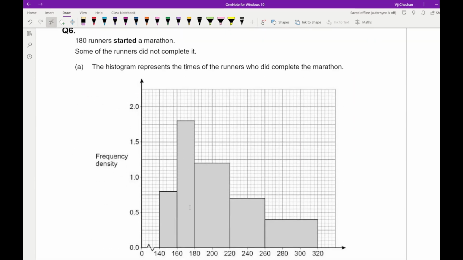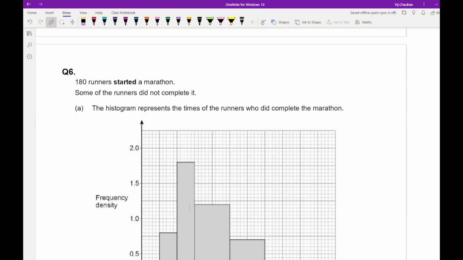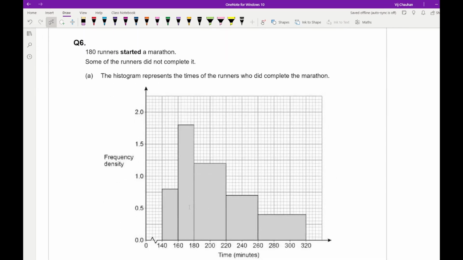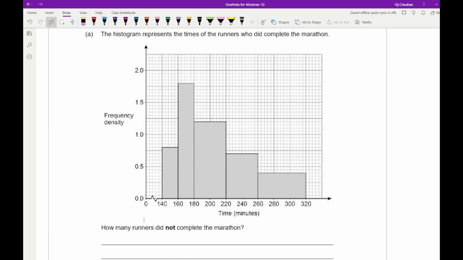Moving on to question 6, it says that 180 runners started a marathon. Some of the runners did not complete it. The histogram represents the times of the runners who did not complete the marathon. And the question is asking us how many runners did not complete the marathon.